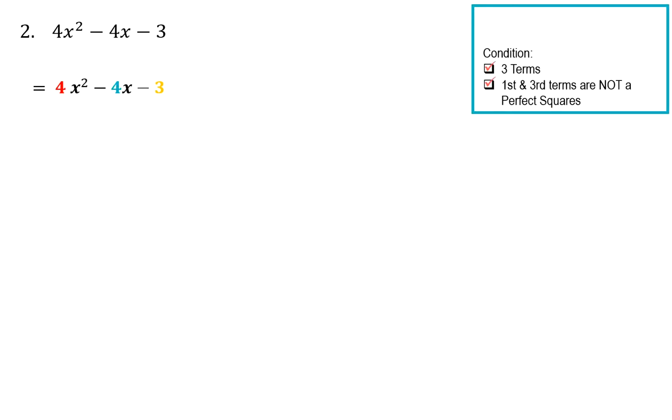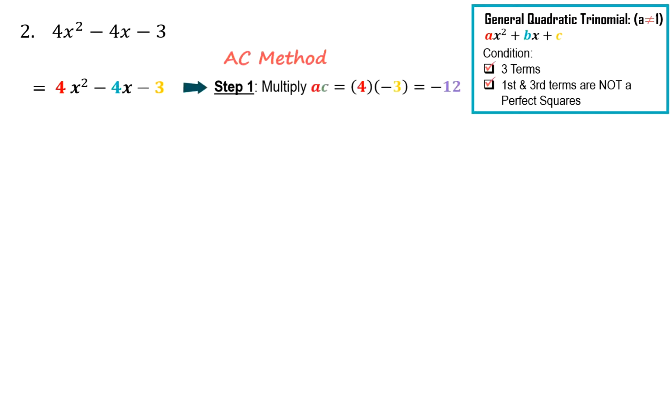So, dahil dito, we're gonna use yung general quadratic trinomial wherein yung value ng a natin is not equal to 1. So, makikita ninyo na ang value ng a natin dito is positive 4. So, we have two types of factoring technique. So, yung una is AC method. So, paano ba natin gagamitin itong technique na ito? First thing we have to do is we have to multiply a times c. So, i-multiply mo lang yung 4 doon sa negative 3, that would give us negative 12.